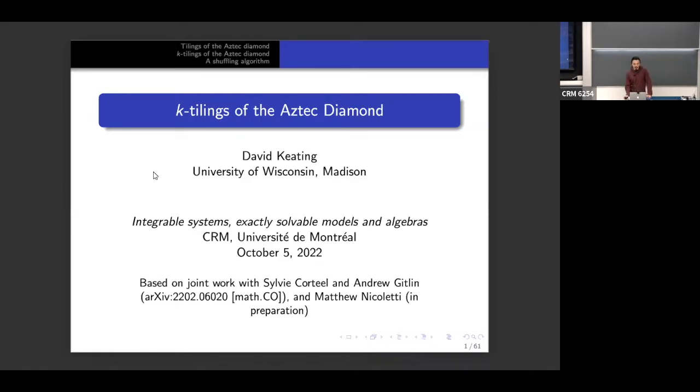I'm going to be talking about K-tilings of the Aztec diamond, which are going to be, instead of a single tiling of the Aztec diamond, we're going to have K different tilings, and there's going to be some interaction between them. And this is based on joint work with Sylvie, who is here, and her student, Andrew Gitlin, as well as some work with Matthew Nicoletti.